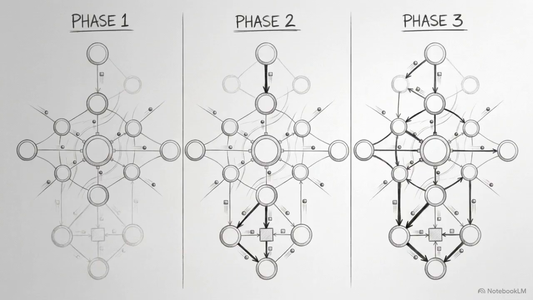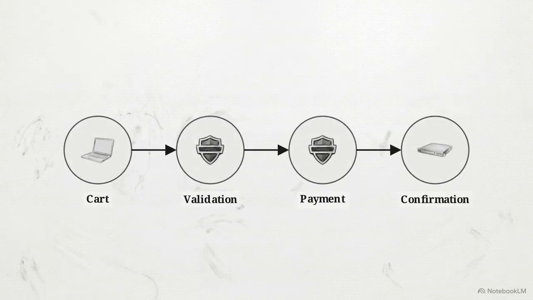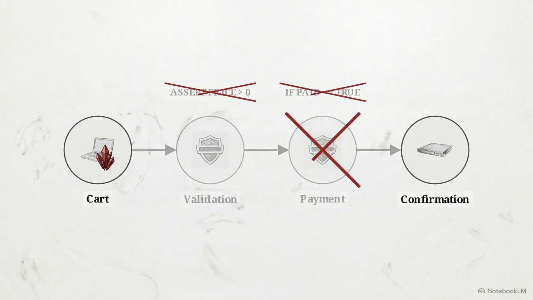Beyond localized parsing, we must examine macro-level structural flaws, specifically how an algorithm moves through different operational phases. This checkout process is a state machine. To reach the confirmation node, the system must first pass through validation and payment. Each step requires specific preconditions to be met before the flow can advance. These preconditions are the invariants, the absolute truths the system relies on to remain secure.